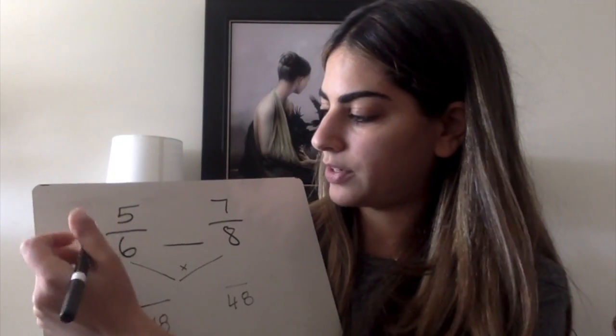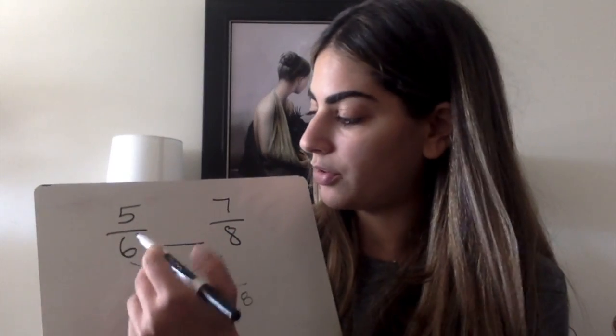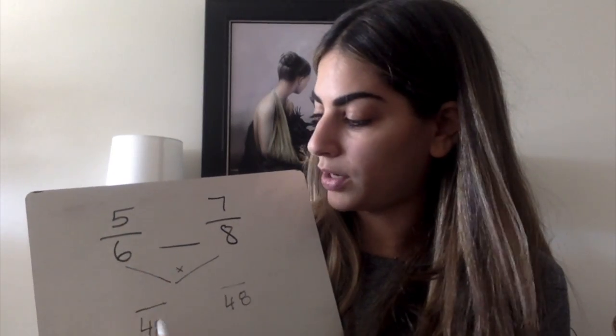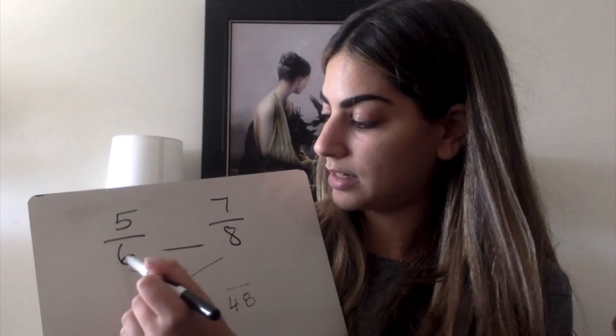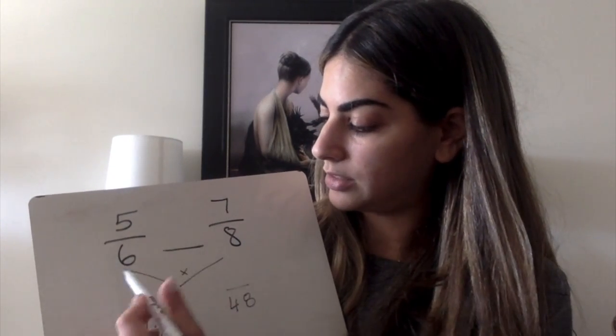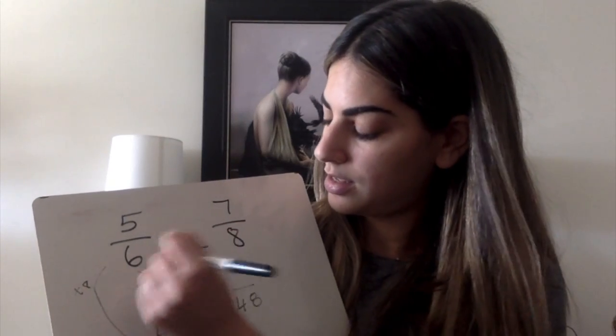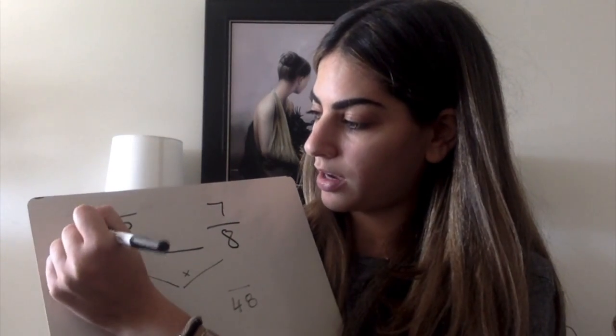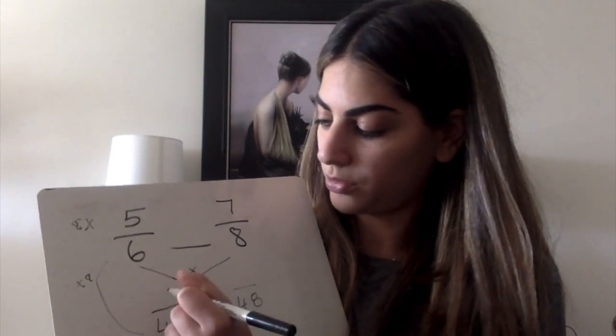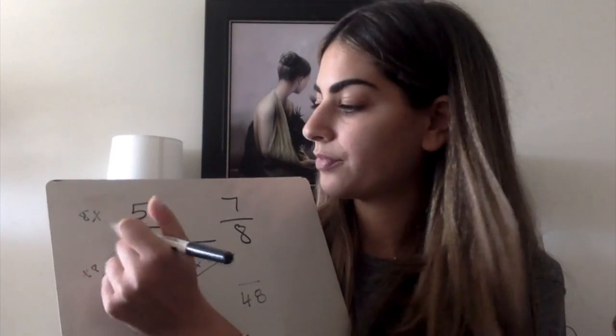And now we have to figure out what to put on our numerator. So how did I get 48? I did 6 times 8. And so if I do 6 times 8, then I need to do 8 times 5, which equals 40. Okay.